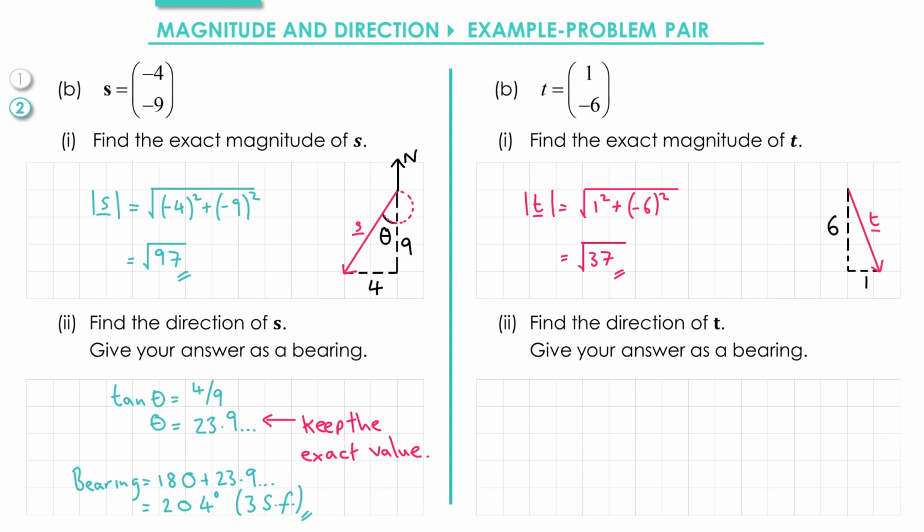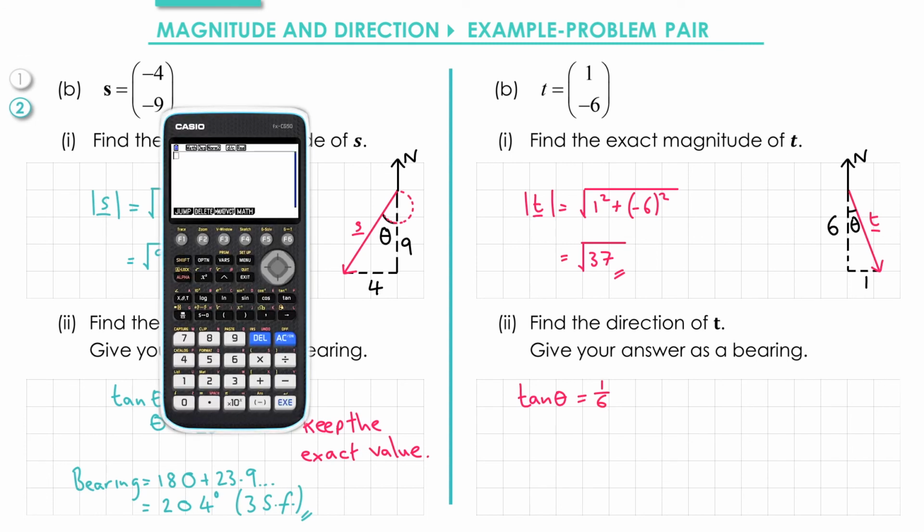In part B, we need to find the direction of t. Again, we're going to give our answer as a bearing. So let's mark on north. This time, the angle we want for our bearing is outside the triangle. But to get to that bearing, we're first going to find the angle on the inside of the triangle. To get that angle, we can use trigonometry. We have tan theta equals the opposite over adjacent, so 1 over 6. If we put that into our calculator, inverse tan of 1/6, we get theta equals 9.46. We're going to use that value later, so keep it on your calculator display.